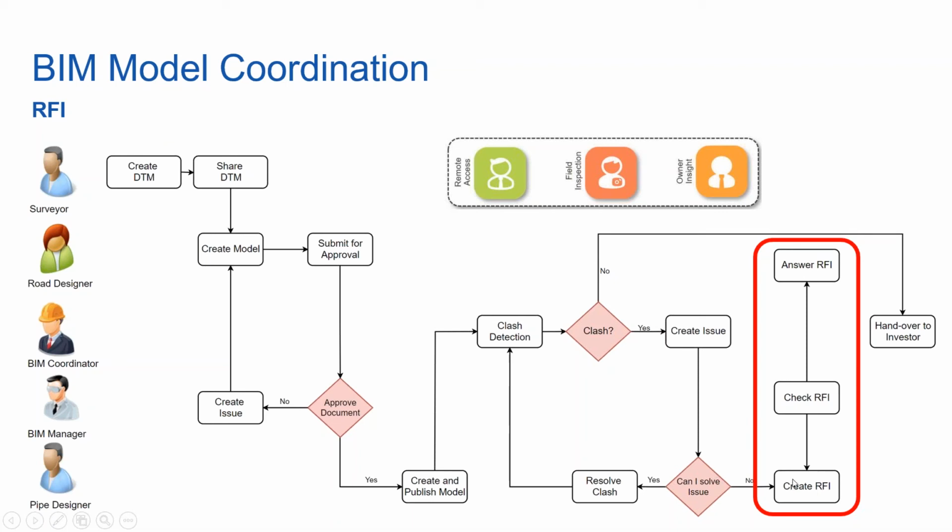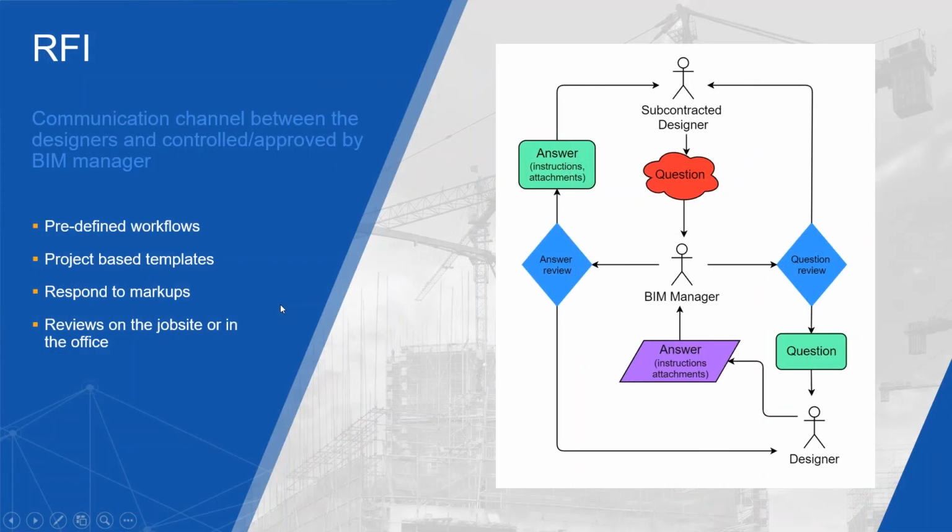And the predefined workflow in this example is that the question from him will go first to the BIM manager, he will evaluate it, and then he will send it to the respective people. So for example, in this case, he will send it to the road designer. And here is how it can look. As I said, it's a predefined workflow, and you can imagine that the subcontracted designer, in our case the pipe designer, will submit the question. And the question will always go through the BIM manager.